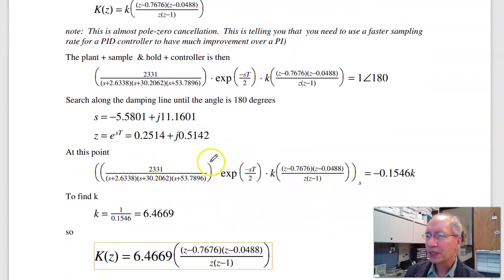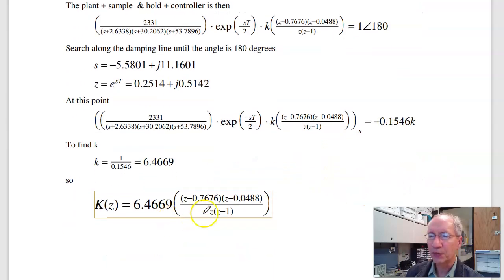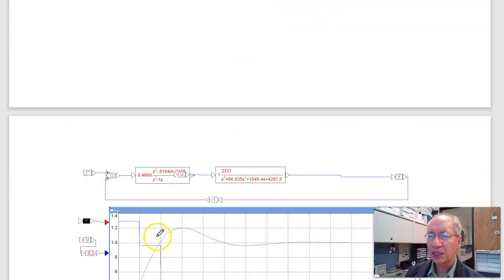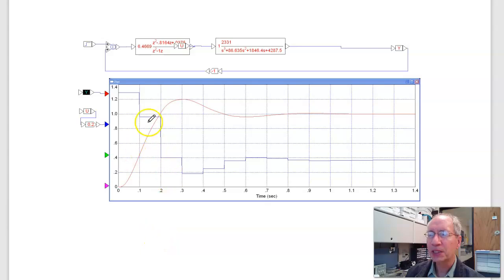At that point, angles add up to 180. Pick k to make the gain 1. K is 1 over 0.15, 6.4. So there's k of z. Checking the step response, here's my new improved k of z. It is a slightly faster system. Now the settling time is about 0.8 seconds, 20% overshoot, no error for step input. That looks like a correct design.